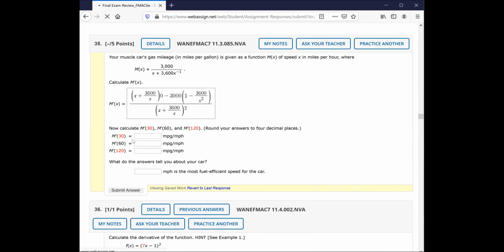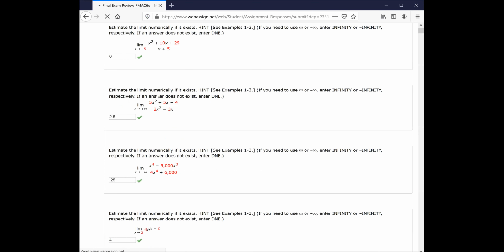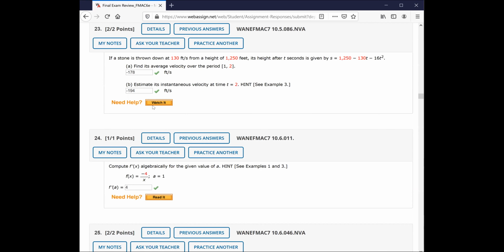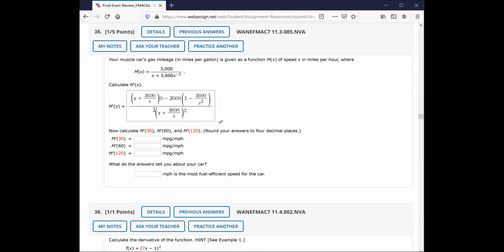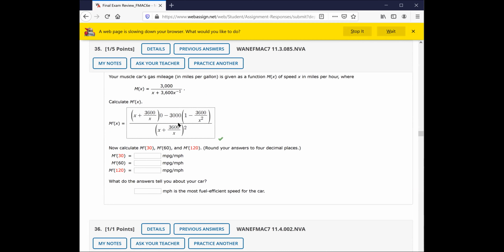But then you're just putting in these numbers into that equation. Oh, okay. It looks more difficult than it really is. Okay, so this first thing is 0, so you don't have to deal with that. So you're just putting 30 in for x.